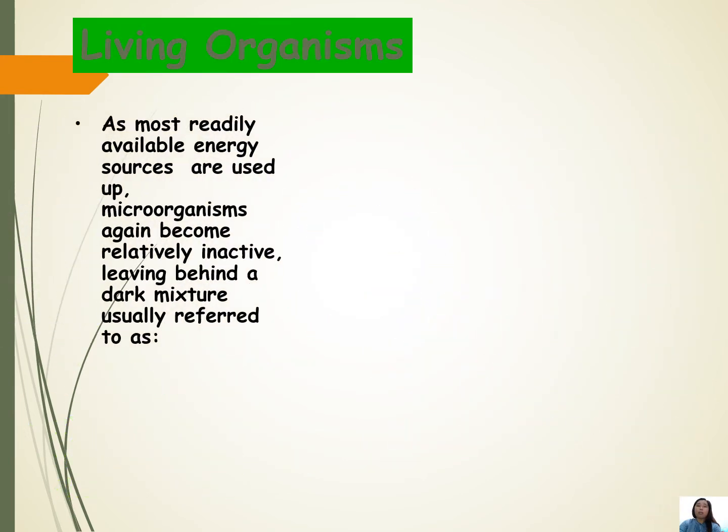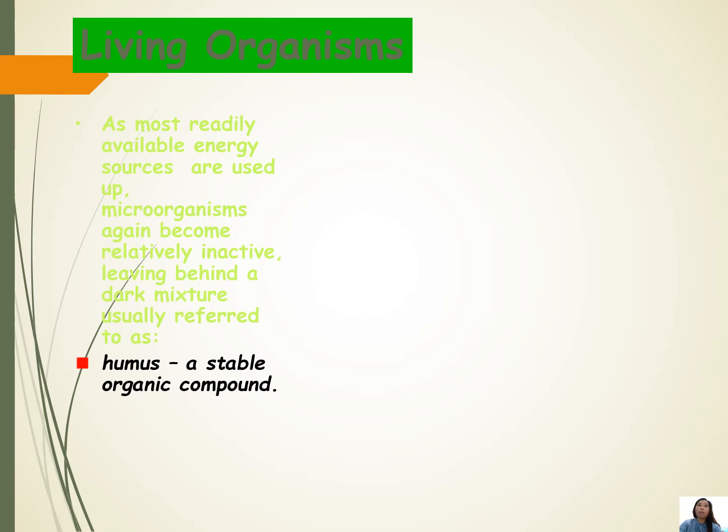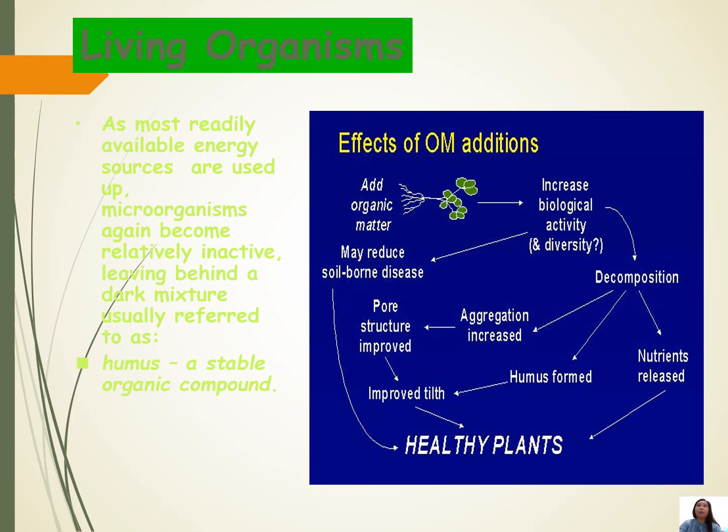And as most readily available energy sources are used up, microorganisms again become relatively inactive, leaving behind a dark mixture usually referred to as the humus or a stable organic compound. So, to maintain or to have adequate levels of organic matter, you can continuously add organic matter or fresh residues to the soil. It will increase the biological activity in the soil because they will be consumed. Now, those organic materials will be consumed by the microorganisms.